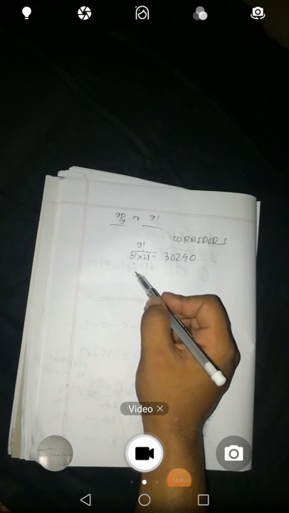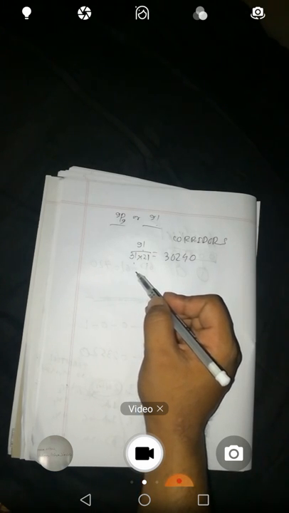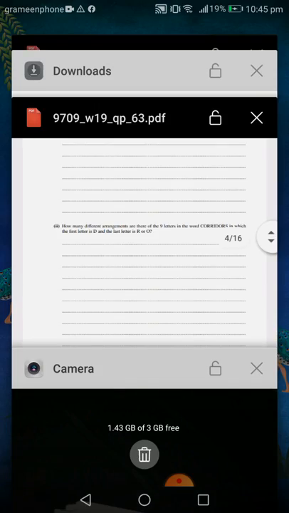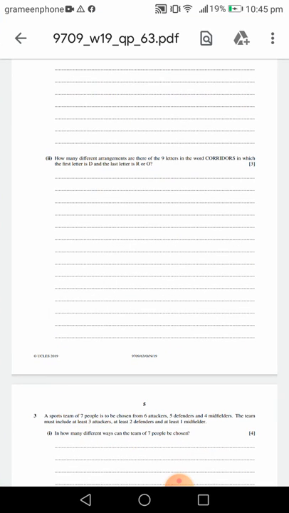Now let's go to the next question. This is question number 2, isn't it? This is 2-1. Now we're going to 2-2. How many different arrangements are there of the 9 letters in the word corridor in which the first letter is D and the last letter is R or O?